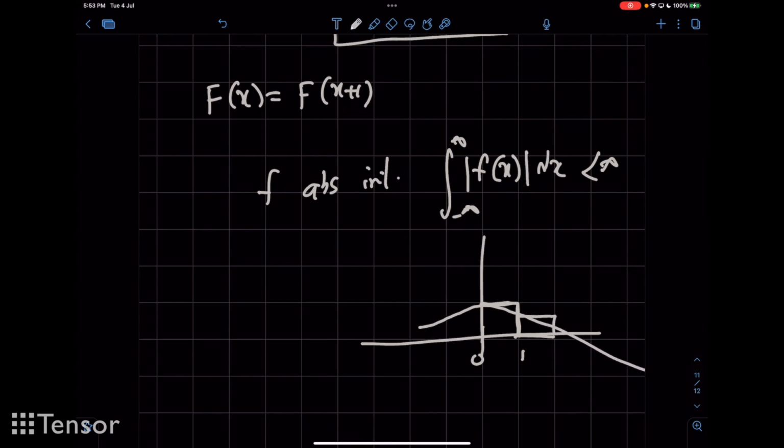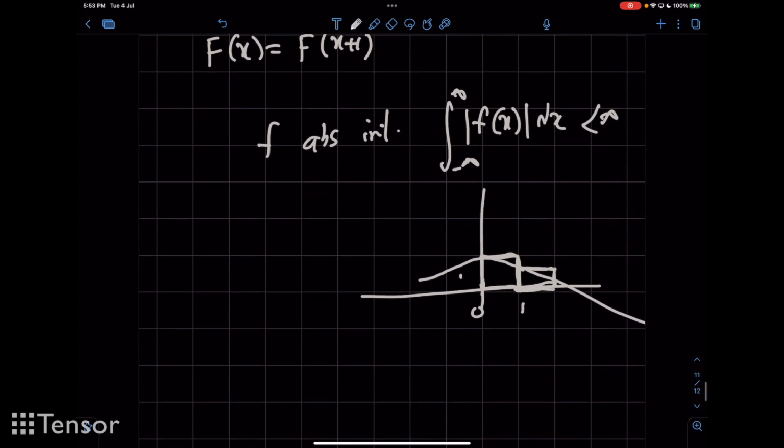Okay, so this is not a very good picture, I guess. In the interval 0 to 1, we can take a rectangle with height f of 0. And in the interval 1 to 2, we can take the rectangle with height f of 1. And in the negative direction as well, we can do it similarly. Sorry, I've made a small mistake. That is, with height not f of 0, but absolute value of f of 0.